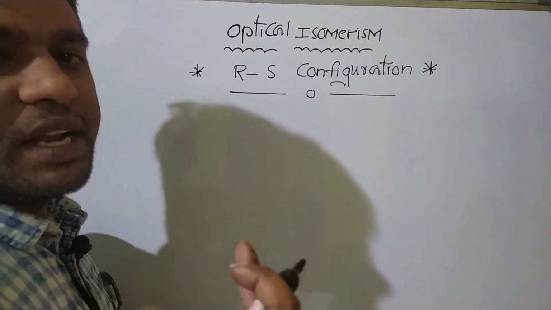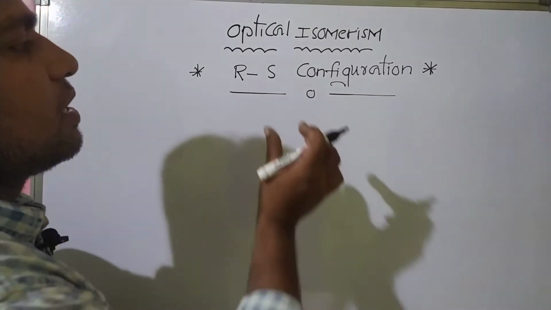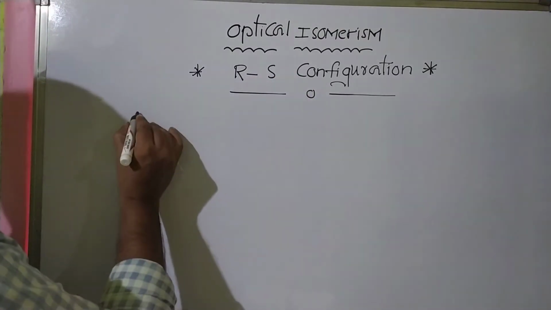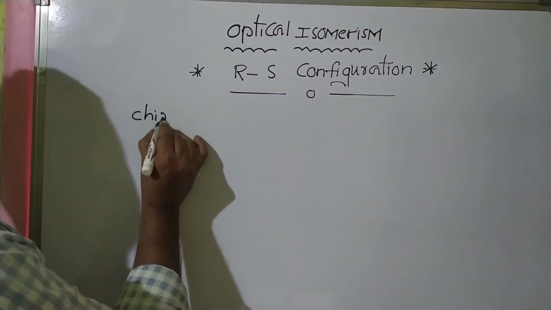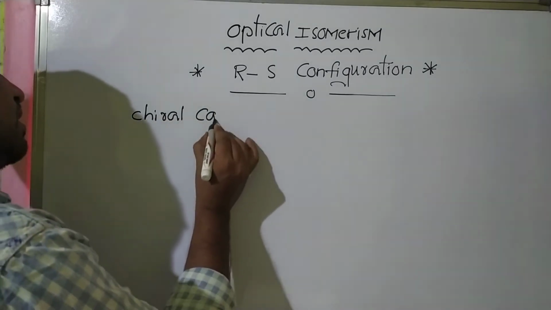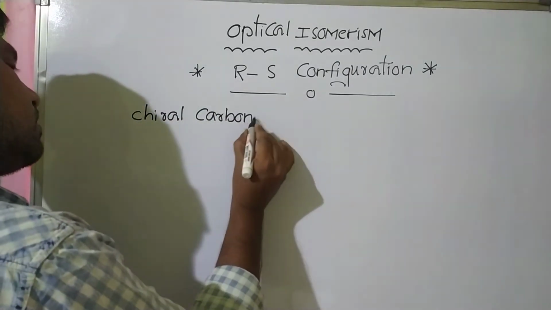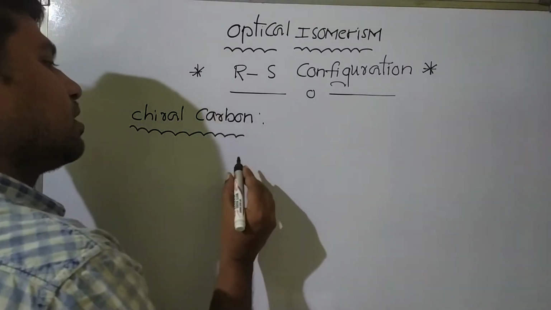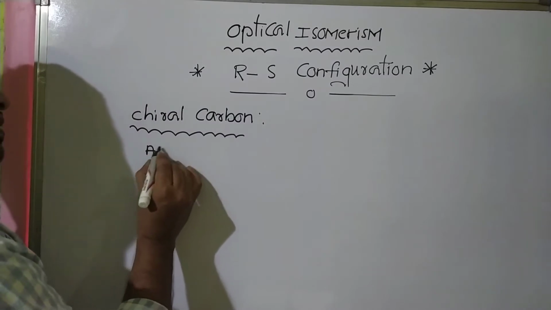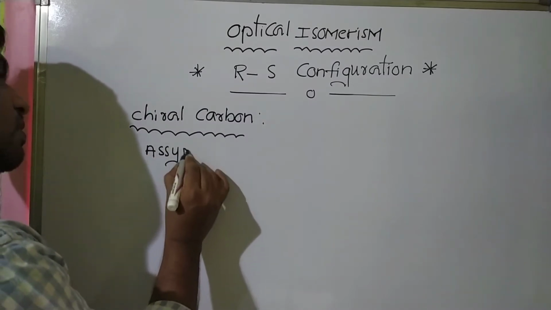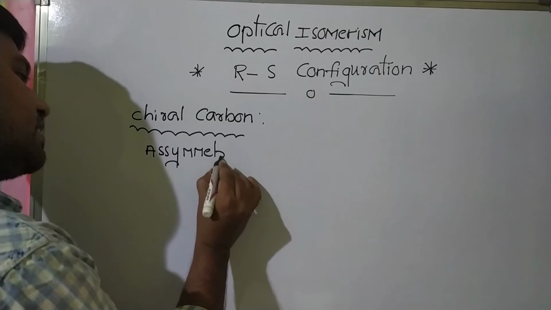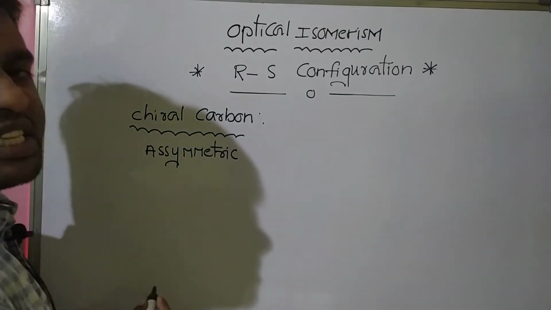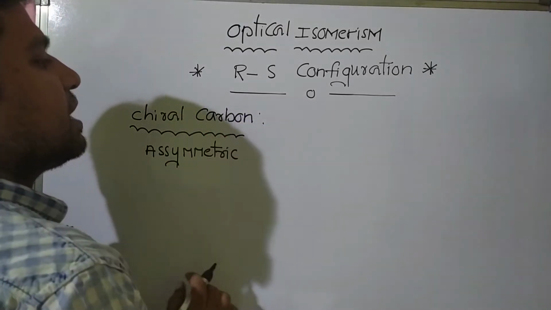So what is called chiral carbon? Then we will discuss R and S configuration. First of all, chiral carbon. This chiral carbon is also called asymmetric carbon, or asymmetric center also. So what is chiral carbon?